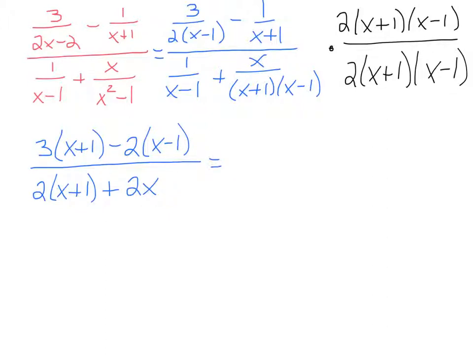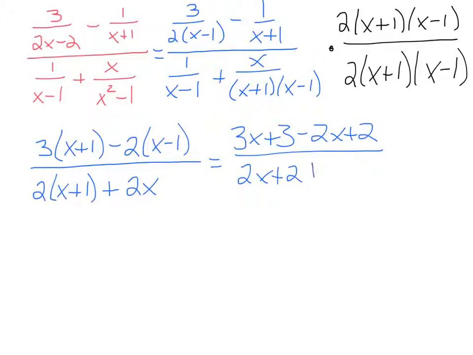So this is going to be 3x plus 3 minus 2x plus 2 over 2x plus 2 plus 2x. Now we're going to combine like terms. In the numerator, we're going to have 3x minus 2x, so it'll be x plus 5 over 4x plus 2.